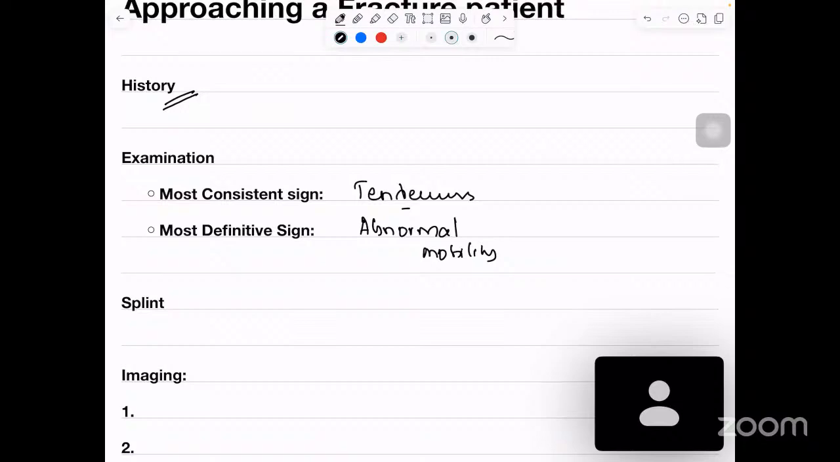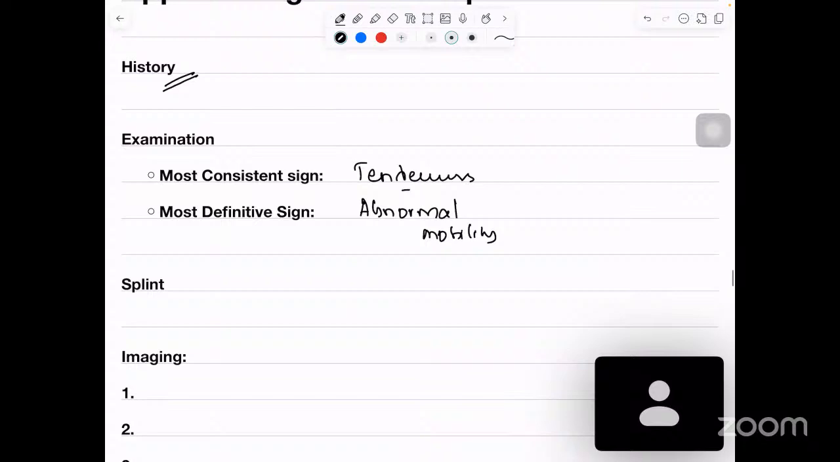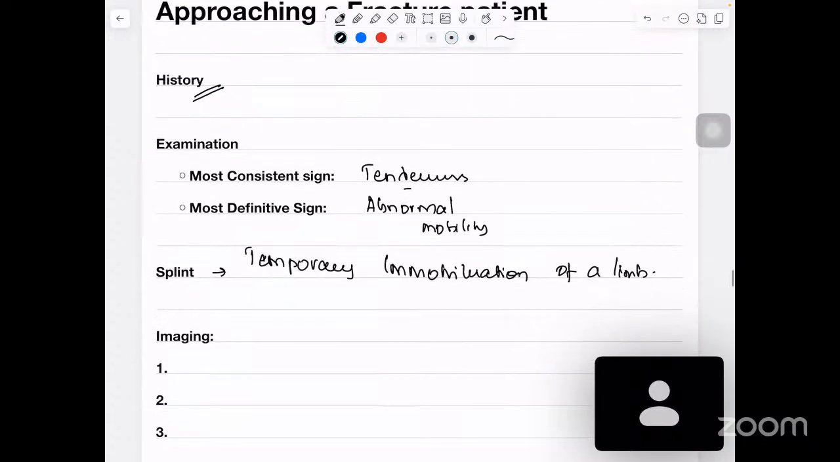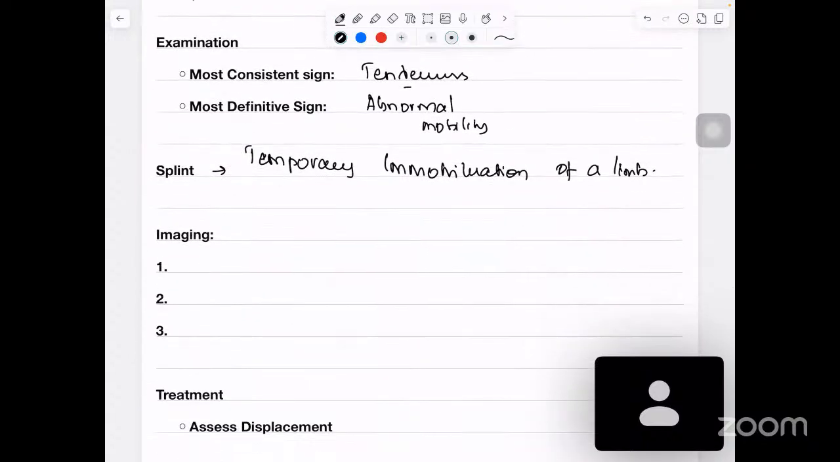ஆஃப்டர் கெட்டிங் அன் எக்ஸாமினேஷன் என்ன பண்ணணும்? யூ நீட் டு ஸ்ப்ளிண்ட் த ஃப்ராக்சர். Splinting. What is splinting? Splinting is nothing but a temporary immobilization of a limb. அது பேர் தான் ஸ்பிளிண்டிங். பேஷண்ட்டுக்கு பெயின் ஃப்ரீயா இருக்கும். ஏன்னா ஃப்ராக்சர் இருக்க கையோட அந்த கையை ஆடிக்கிட்டே இருக்குதுன்னா, அந்த அப்நார்மல் மொபிலிட்டியோட ஆடிக்கிட்டே இருக்குதுன்னா பேஷண்ட்டு வயலி உயிர் போயிடும் அவனுக்கு. ஆஃப்டர் ஸ்பிளிண்டிங் யூ நீட் டு கெட் அன் இமேஜிங்.